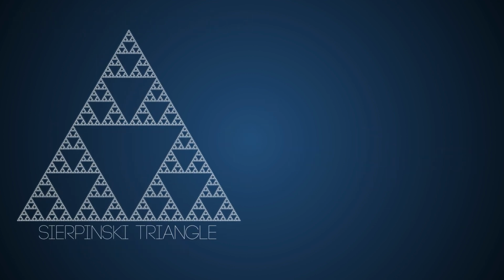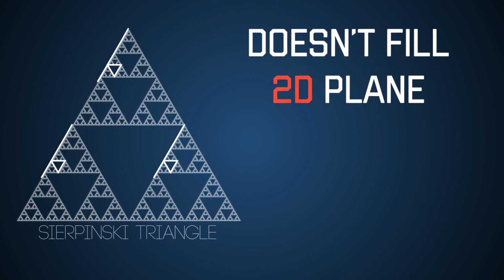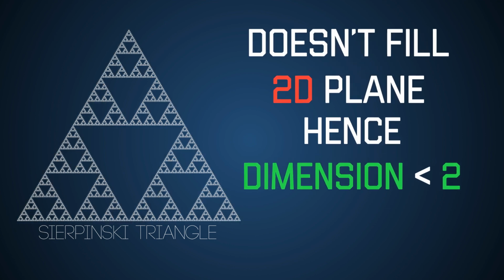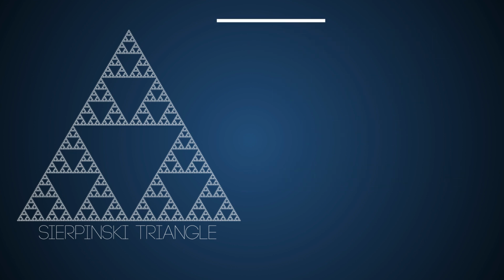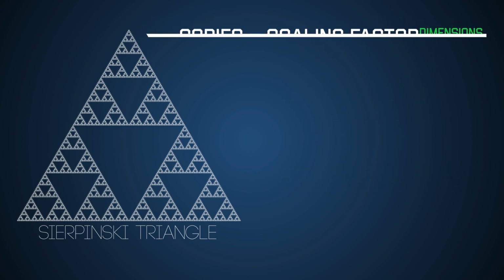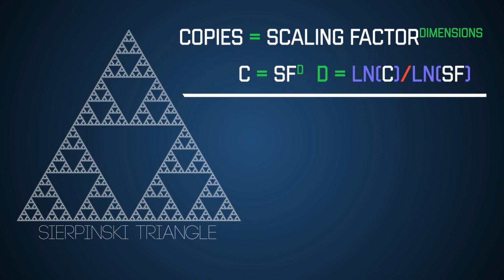Now let us consider a fractal such as the Sierpinski triangle, which is just an equilateral triangle subdivided repeatedly into smaller triangles. It can be seen that the shape doesn't actually completely fill the 2D plane, and hence we can intuitively conclude that it will have a dimension slightly less than 2. Rearranging the previous formula gives us that dimension equals log of copies divided by log of the scaling factor.